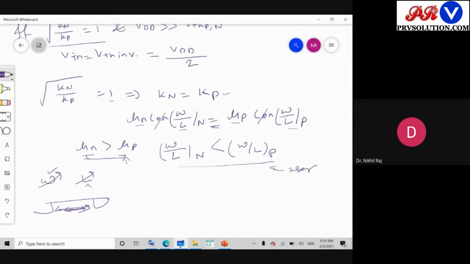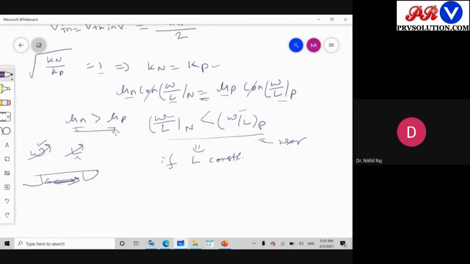So if L is constant in this equation, if we are not disturbing the channel length and we are working with only the dimension W, then what should the W be? We can change W accordingly. If lengths are the same, then W of N should be less than W of P. This means by changing the width of the transistor, we can adjust the threshold voltage of the inverter according to our choice.